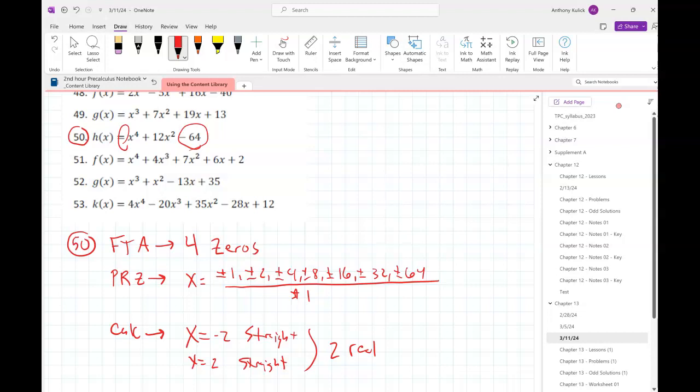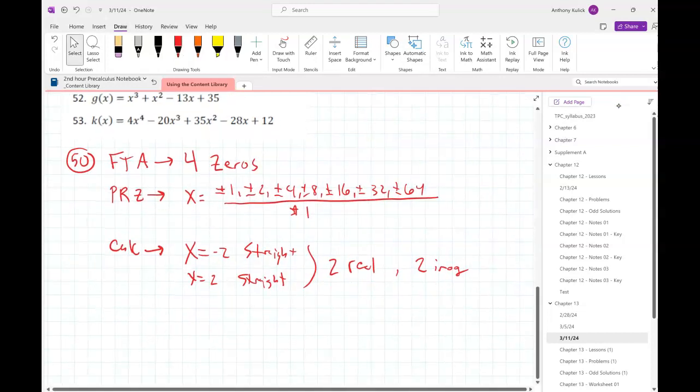So it looks like I have 2 real zeros that I can see, but I'm supposed to have 4. Where are the other 2? They've got to be imaginary then, right? All right. So let's get looking for these guys.